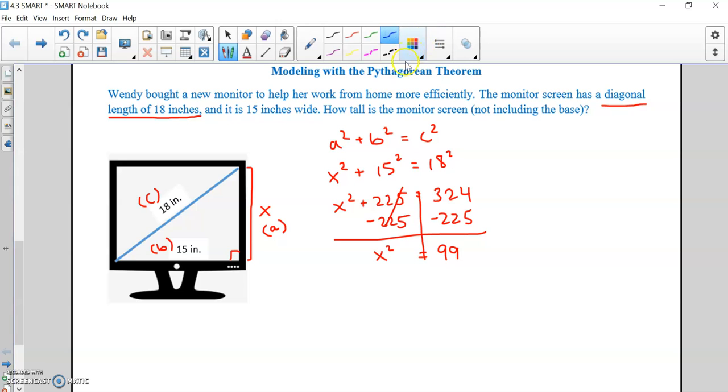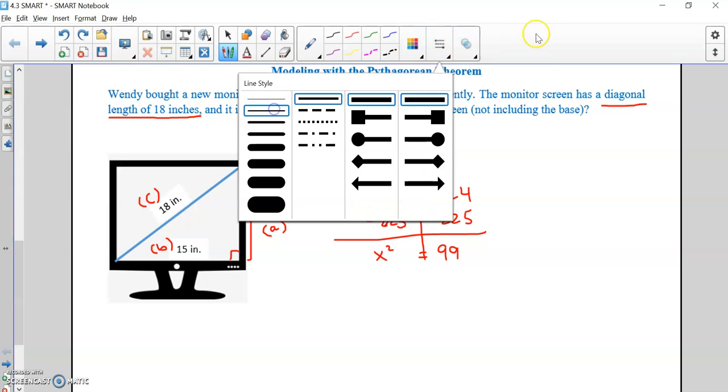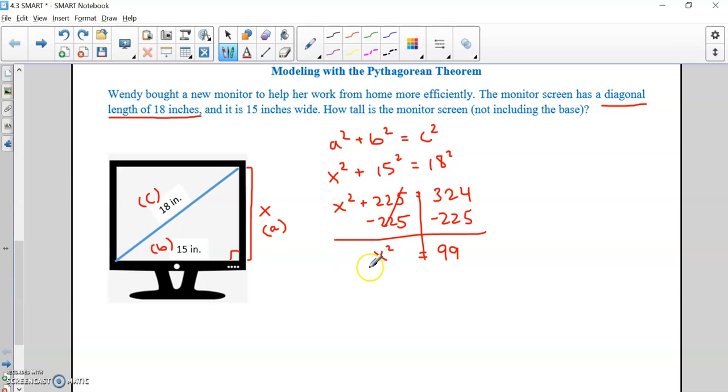All right, and now our last step. Remember, this is always the last step. In every Pythagorean theorem problem, you will always have to do this at the end. Okay, now we have a square, and we want to get rid of the square, right? We're not looking for x squared, we're looking for x. So to undo that, we're going to go ahead and square root both sides. And if you do the square root of 99 in your calculator, you will get an answer of 9.95. Okay, so we can say that the height of the monitor, or the screen of it, is 9.95 inches.